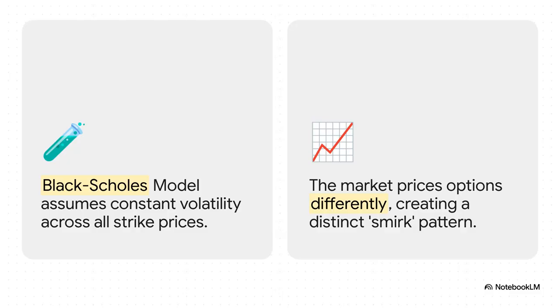Okay, so in a perfect textbook world, the famous Black-Scholes model tells us that implied volatility should just be a nice, flat line. Super simple, clean, totally predictable. But we don't trade in a textbook, do we? The real market is messy. It prices risk all over the place, and that creates this distinct pattern that tells a really fascinating story about fear and what the market expects to happen next.